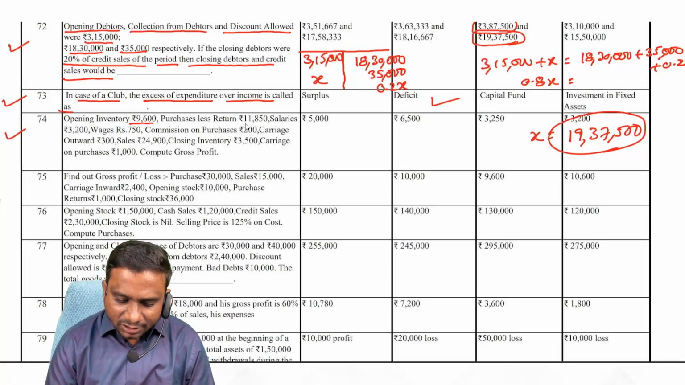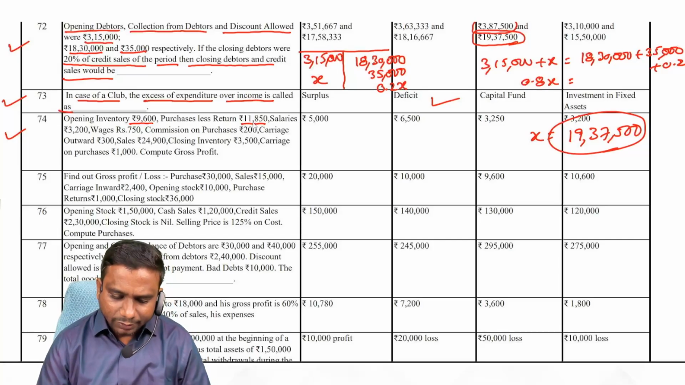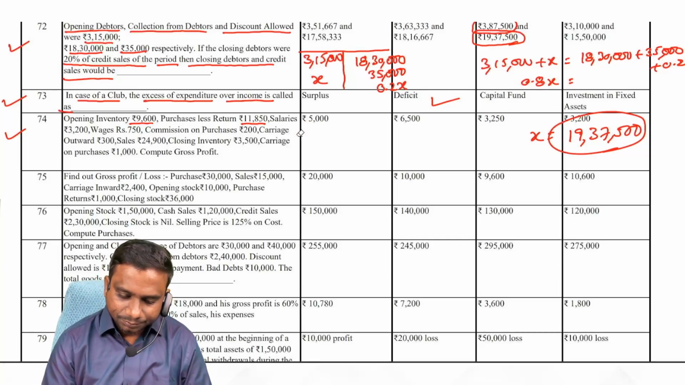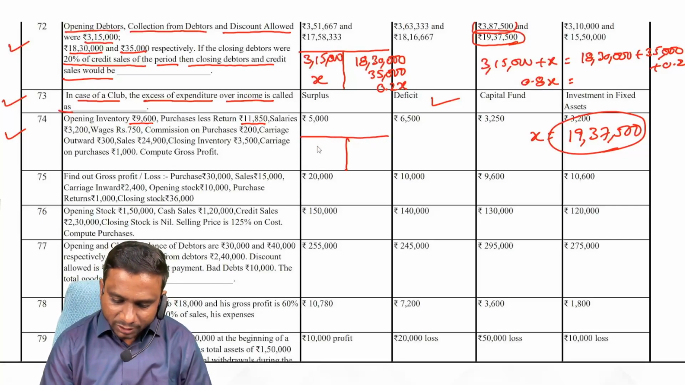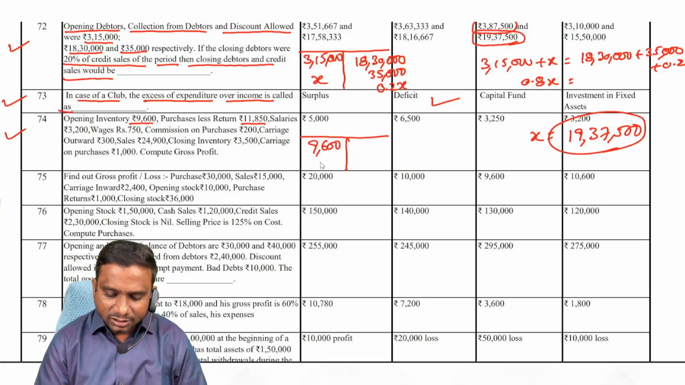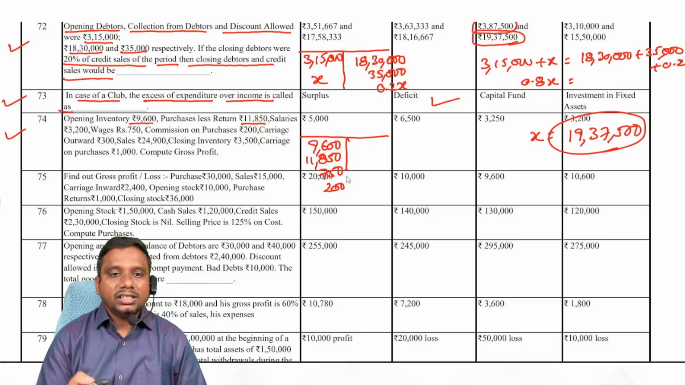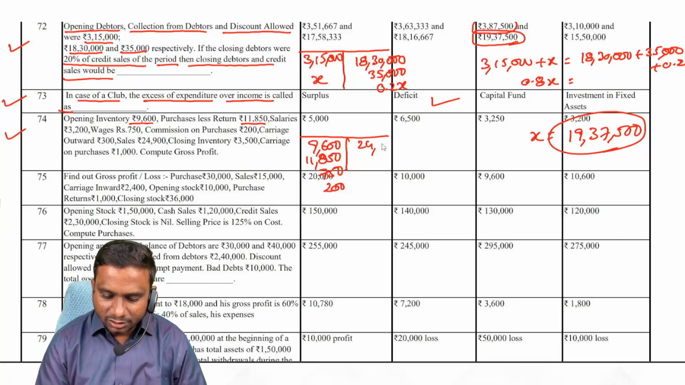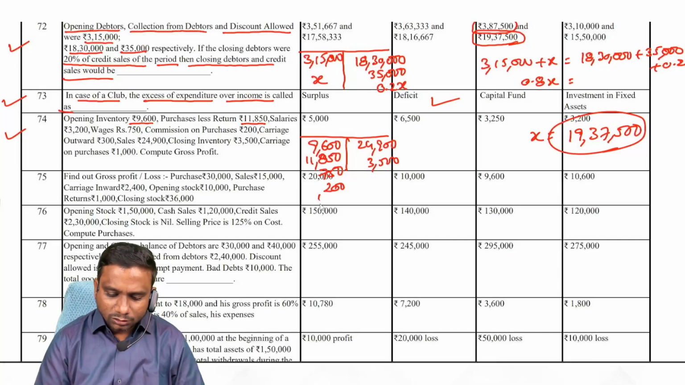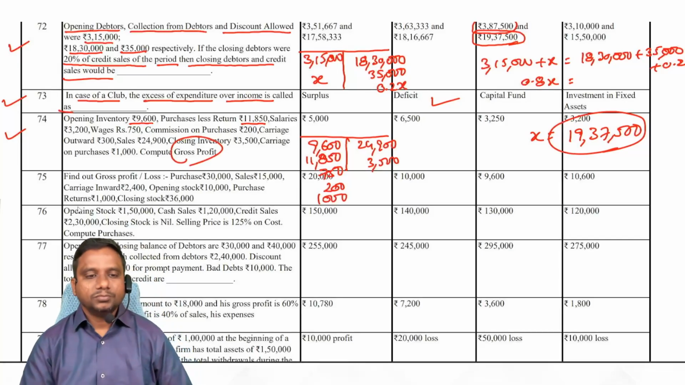Purchases less returns 11,850. Salaries 3,200. Here I am drawing an account. Opening inventory 9,600. Purchases less returns 11,850. Salaries will not show in trading account. Wages 750. Commission on purchase 200, it is also part of purchase. Carriage outward is related to sales. Sales 24,900. Closing inventory 3,500. Carriage on purchase 1,000 rupees. Compute gross profit. Okay, simple.